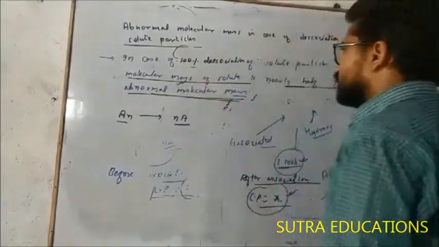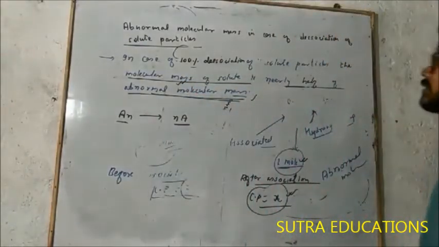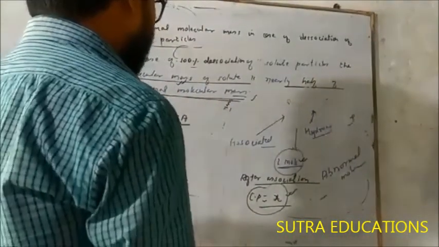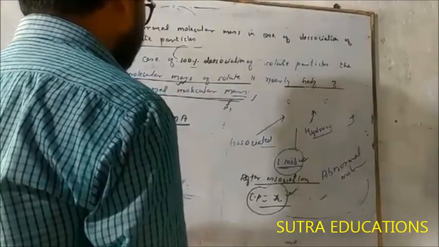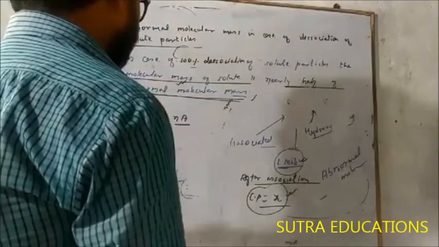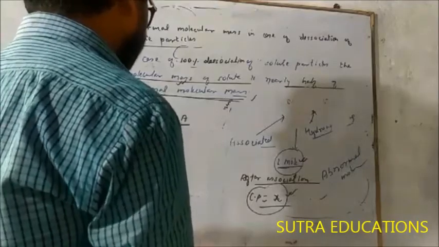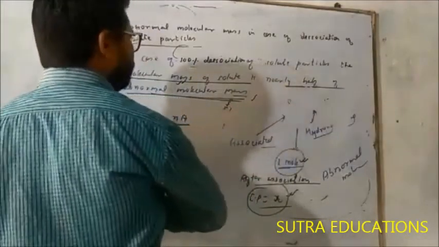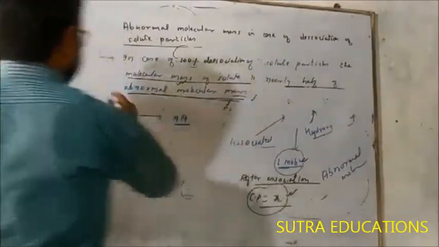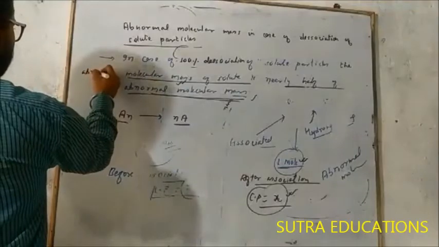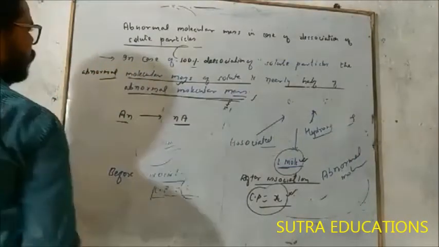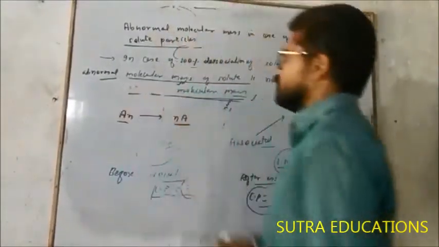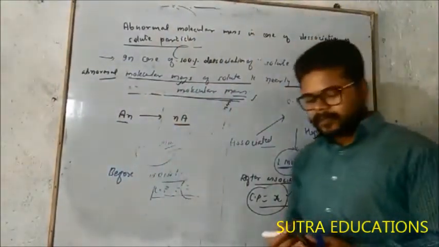Okay, so in case of 100% dissociation of solute particles, the molecular mass of solute is nearly half of abnormal molecular mass. Change this now. It will be abnormal molecular mass. Abnormal molecular mass of solute is nearly half of molecular mass. Okay. So this is abnormal molecular mass.